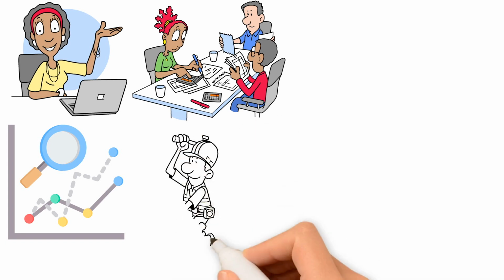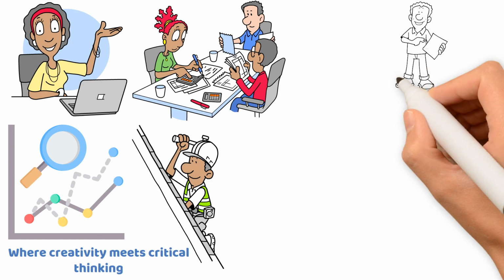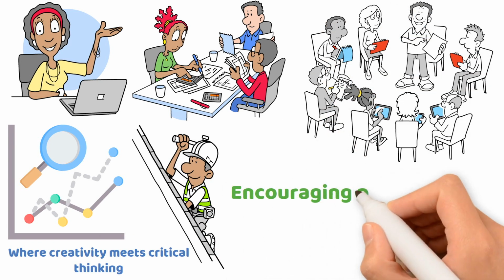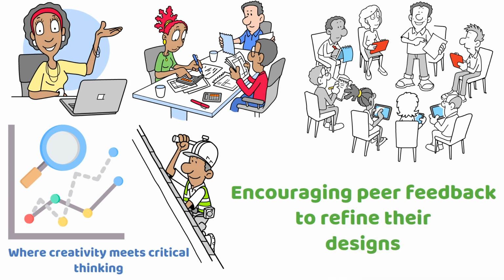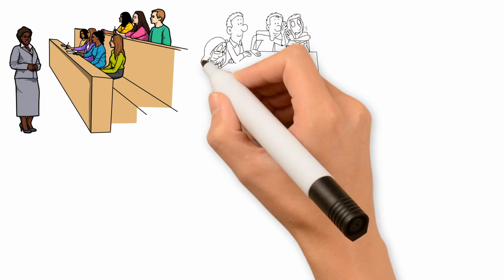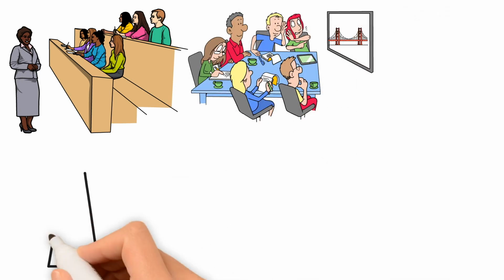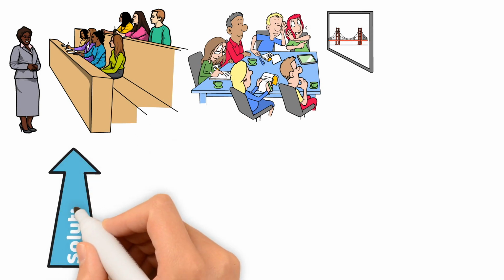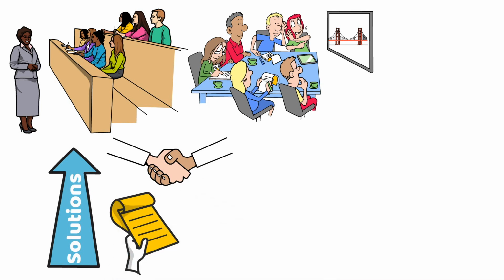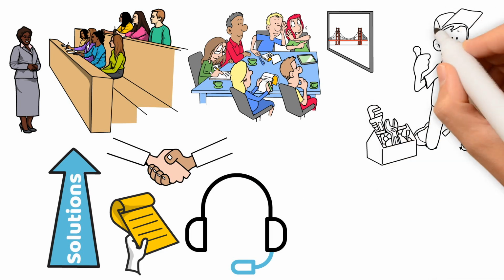Constructing explanations and designing solutions is where creativity meets critical thinking. Guide them to use their data and research to propose solutions, encouraging peer feedback to refine their designs. Engage students in argument from evidence. Facilitate discussions where they present their models and data to support their design decisions, teaching them to critically evaluate their own and others' solutions. Finally, obtaining, evaluating, and communicating information are fundamental skills in any engineer's toolkit.